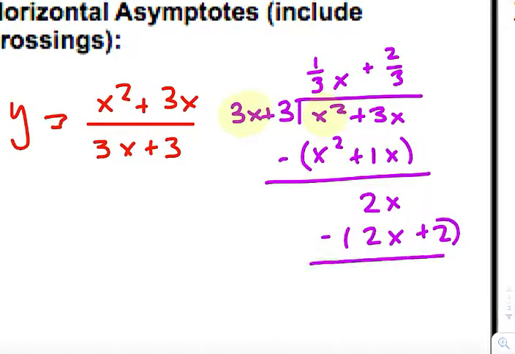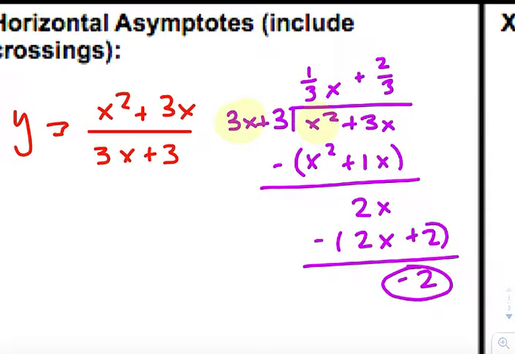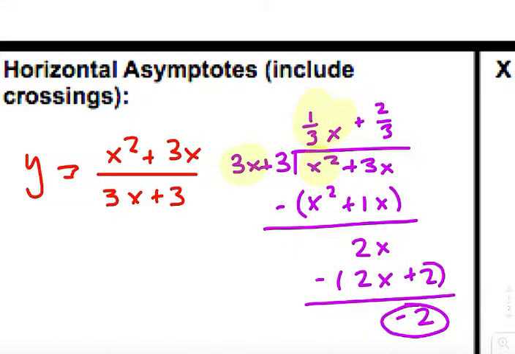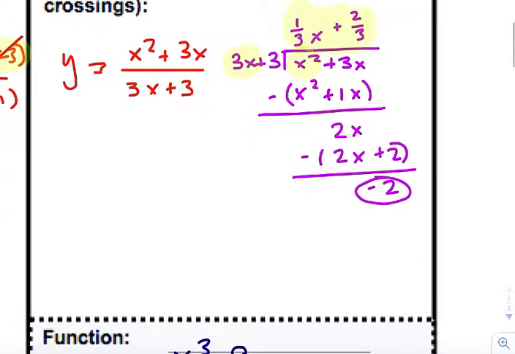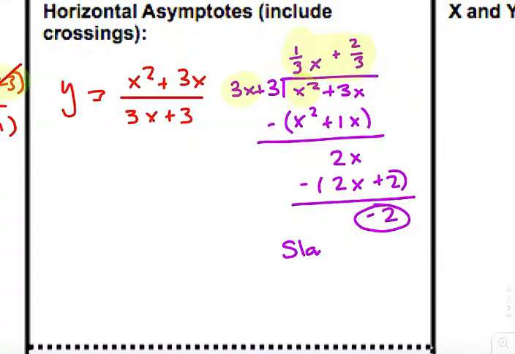Now we're subtracting here, so our remainder is negative 2, but of course, given the limit, negative 2 has no effect, and so we end up with this as our asymptote. Now this asymptote is going to be a slant asymptote. Slant meaning it's defined to be a line rather than a horizontal, but that doesn't change what we think about in terms of end behavior.